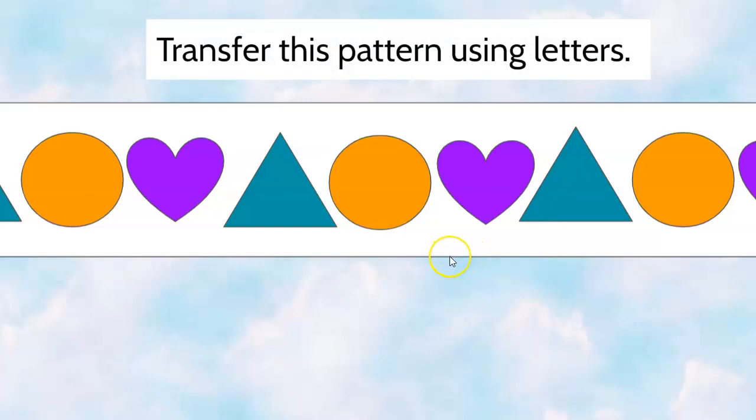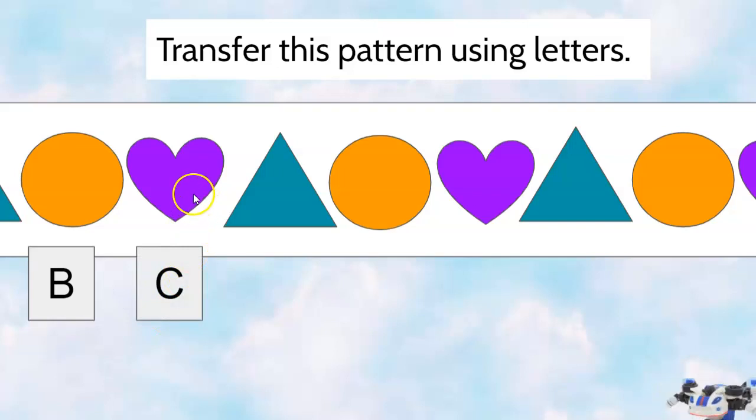So now let's try that new skill we learned. Transfer, remember, like a transformer, transfer this pattern using letters. So instead of using these shapes, we're going to use letters to make the same pattern. There's that transformer reminding us. So instead of triangle, we can say A. Instead of circle, we can use B. Instead of heart, we can say C.